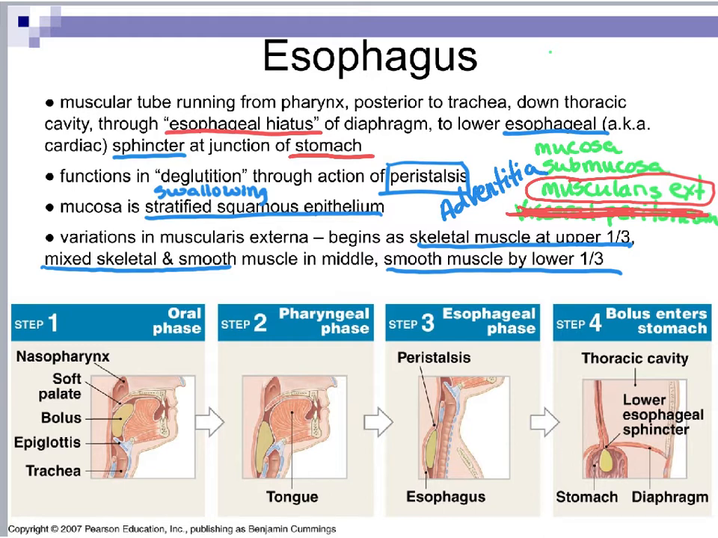One last thing I want to mention, if I haven't mentioned it already. When you swallow something, after you've masticated it in your mouth and you swallow, the name of what you swallow is called a bolus. So the bolus passes down the esophagus, and the bolus then enters the stomach.